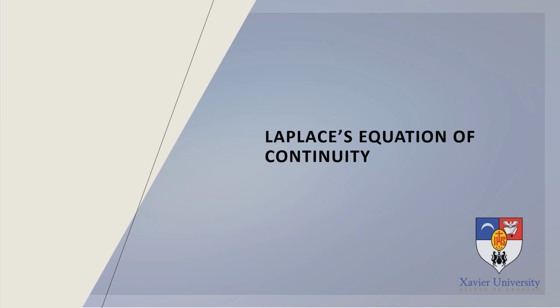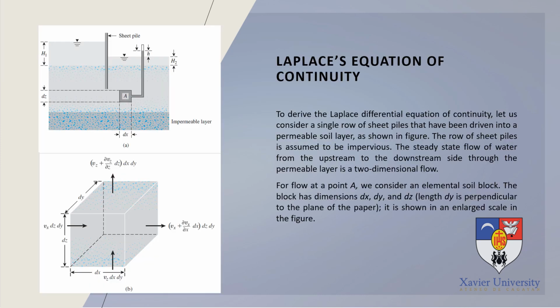Now let us talk about Laplace's equation of continuity. To derive the Laplace differential equation of continuity, let us consider a single row of sheet piles that have been driven into a permeable soil layer, shown here. The row of sheet pile is assumed to be impervious, meaning water cannot flow through it. The steady state flow of water from the upstream to the downstream side through the permeable layer is a two-dimensional flow.